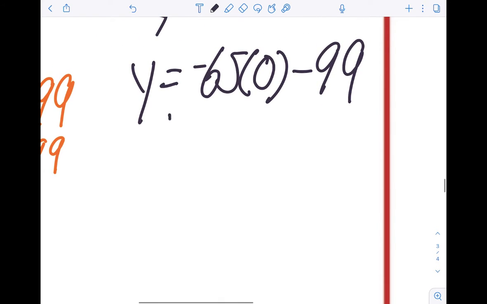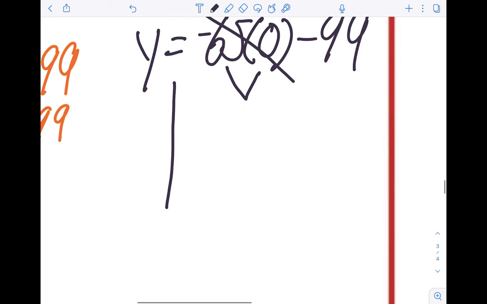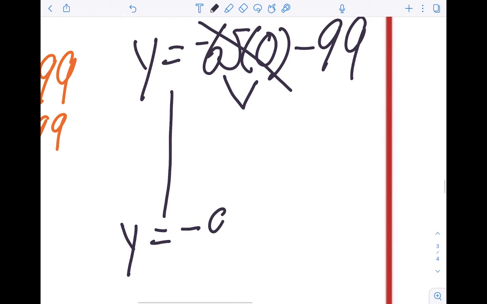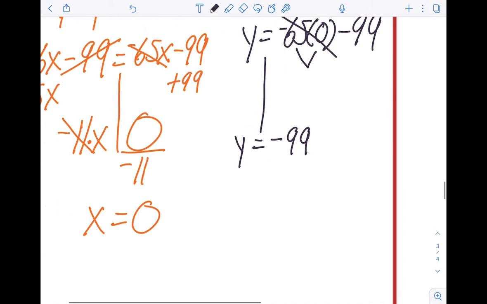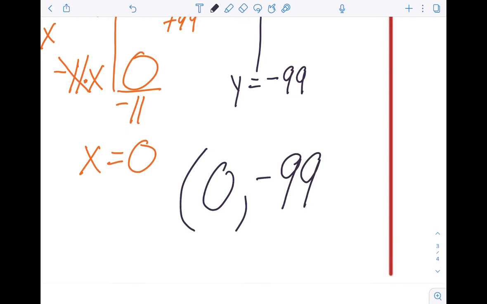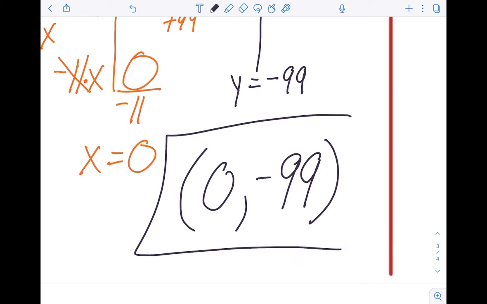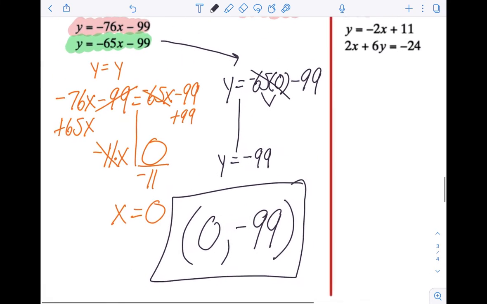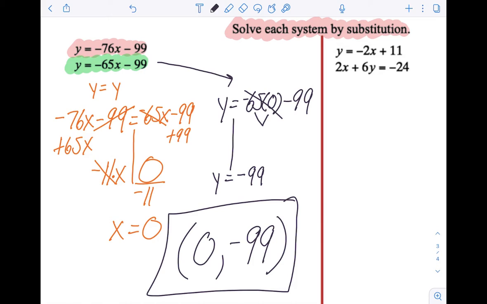So I'm going to get negative 65 times 0 is 0, so I can just cross this out. And look what I'm left with. I'm left with y equals, what's left on the right side here? Negative 99. Look at that. So my solution, kiddos, is x comma y, 0 comma negative 99. Look at that. Boom. There you go. Found my x, found my y, right?